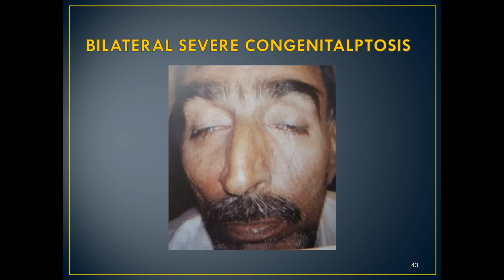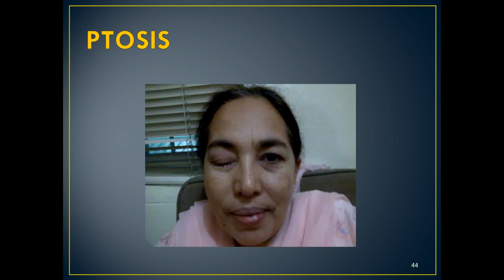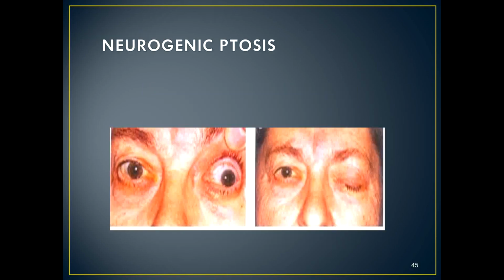Here you can find an abnormality that upper lid crease is absent in both upper lids, which is usually present, and the upper lid is covering the whole of the globe and cornea and the patient is unable to see upward. It is a case of bilateral congenital ptosis. Here the ptosis is unilateral and it is seen in cases of third nerve palsies. Neurogenic ptosis.